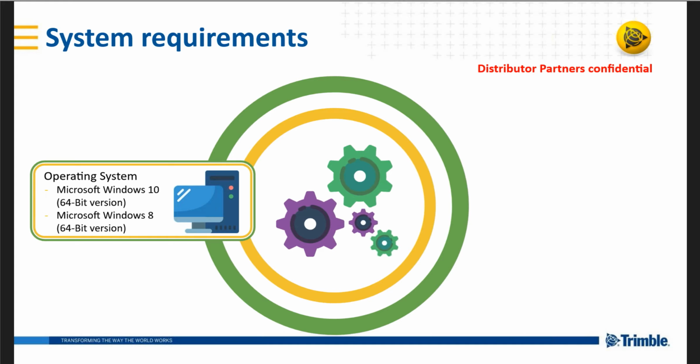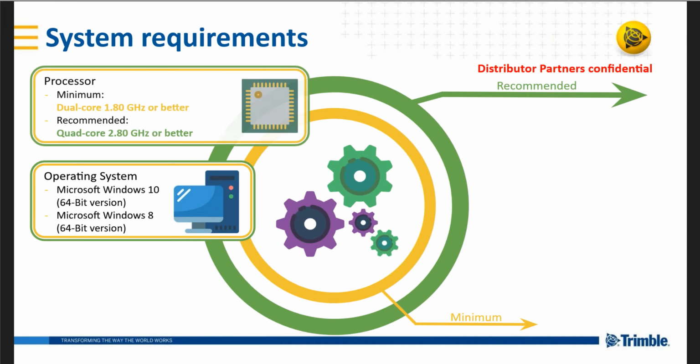For TBC, the operating system should be either the Windows 10 64-bit version or Windows 8. Since version 5.21, we no longer support Windows 7, as you might know. Also putting here some of the minimum and recommended system requirements. In yellow, we have the minimum for the CPU, which is 1.8 gigahertz or better, dual core, but we are recommending quad-core 2.8 gigahertz for the CPU.